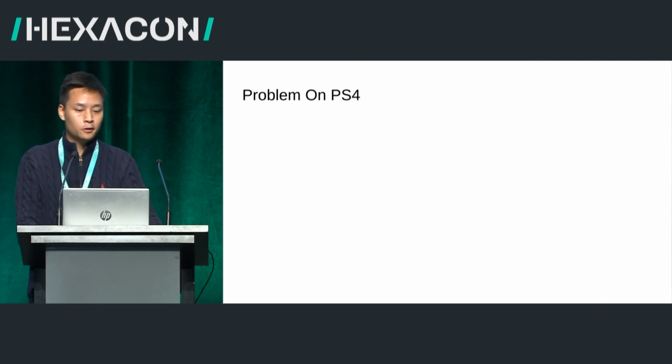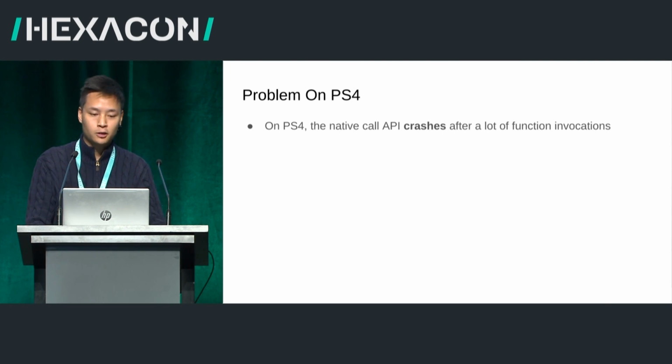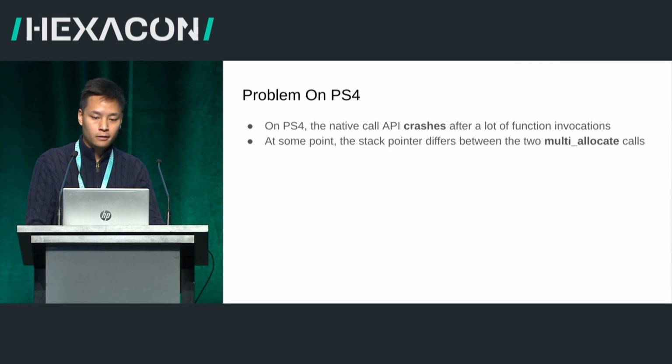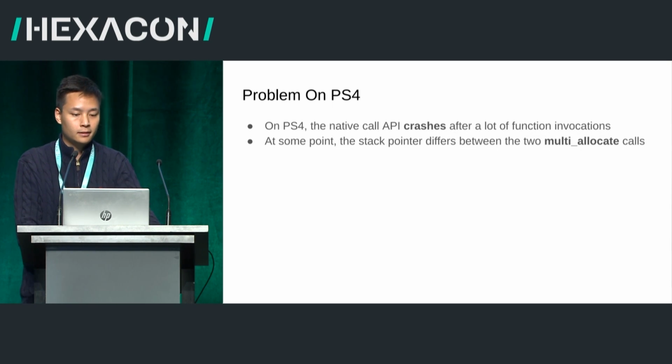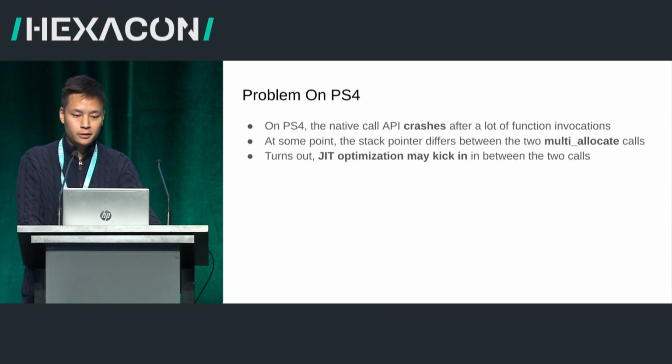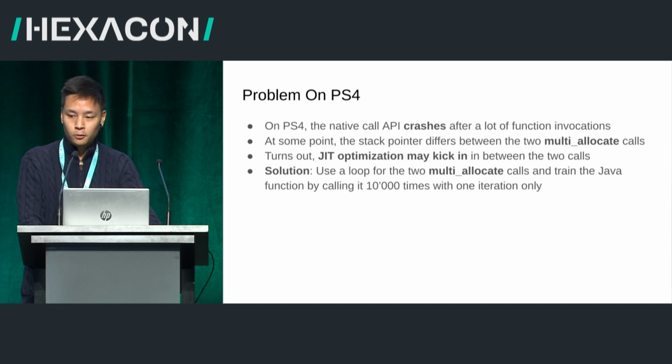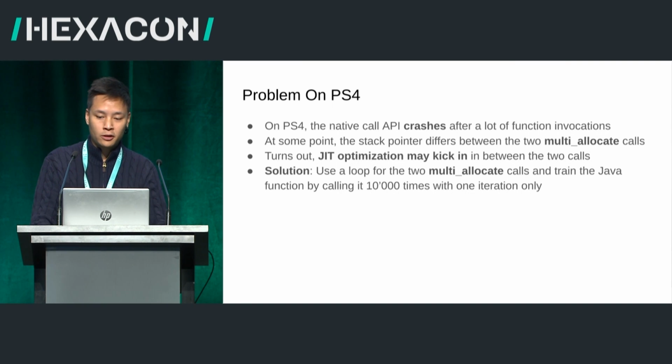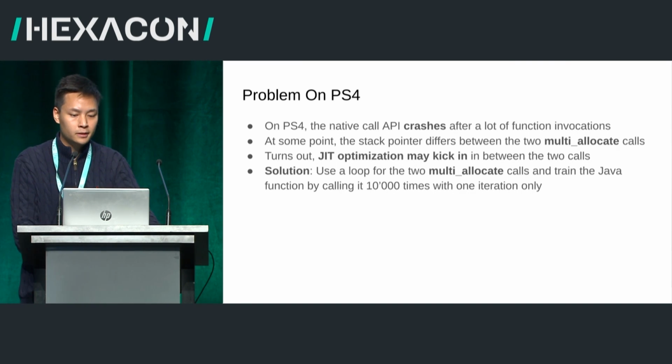There was a problem on the PS4 though. After a lot of function calls, it would just crash. And for some reason, the stack pointer might differ between the two multi-allocate calls. Remember, the first call is to setJump and the second to setContext. It turned out that JIT optimization would kick in between these two calls. And the solution to that was easy. I used a loop for the two multi-allocate calls, and then I trained the Java function by calling it more than 10,000 times with one iteration only. And this trick was enough to trigger JIT optimization at an earlier stage. And that way, the stack pointer would remain the same afterwards.